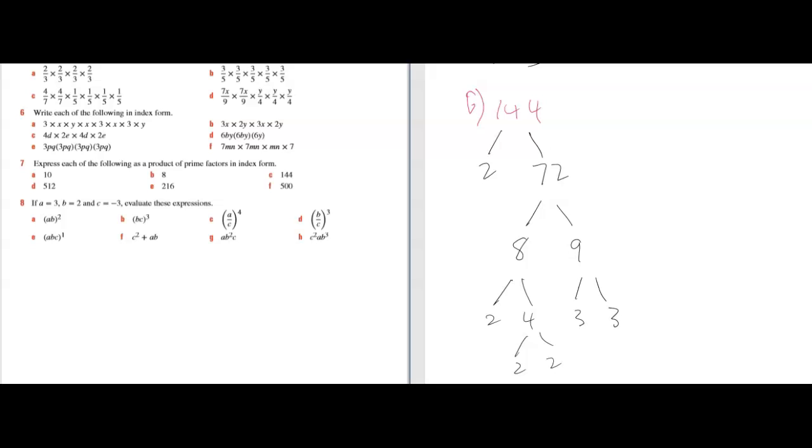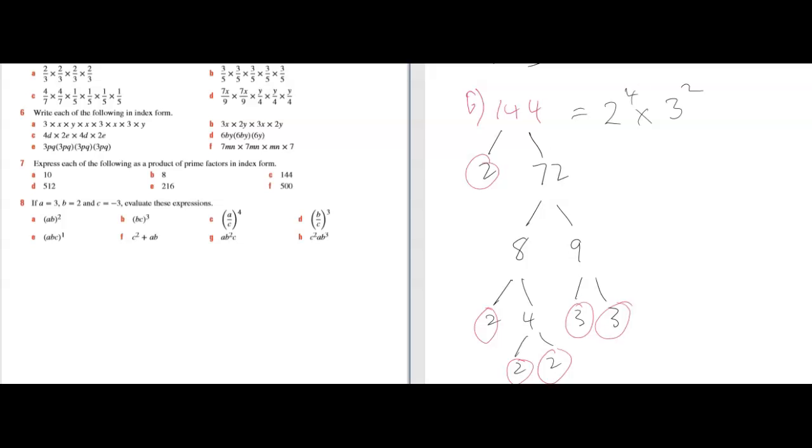So when you're doing your prime factors, the purpose of doing this is because we've got 2, 2, 2, 2, and 3 and 3. We're left with just prime factors. So we can write 144 as 2 to the power of 1, 2, 3, 4, because we got 4 2's, and we got 2 3's. So 3 to the power of 2.